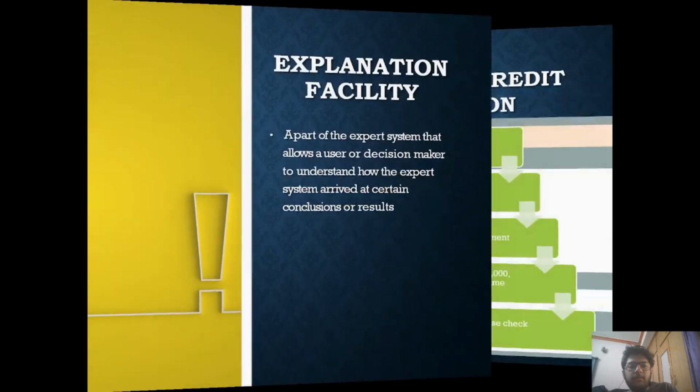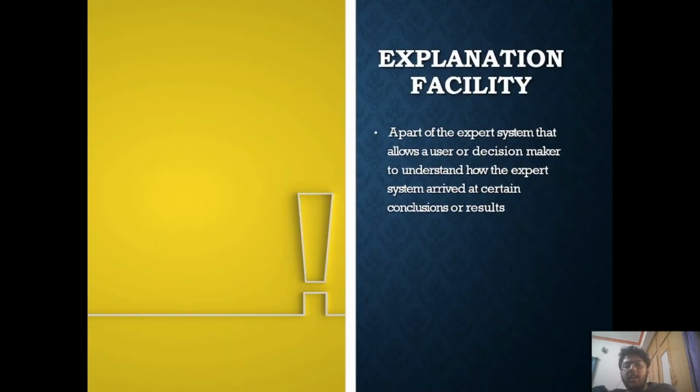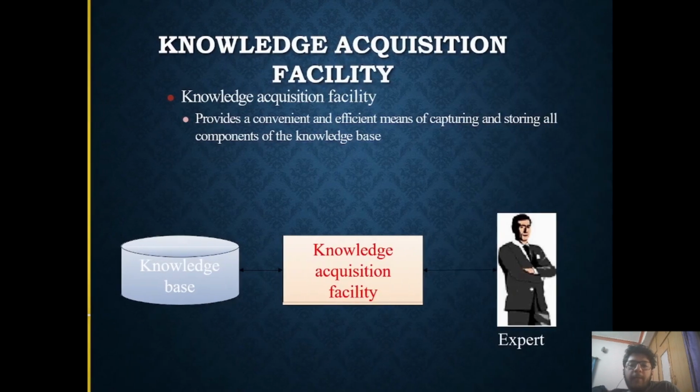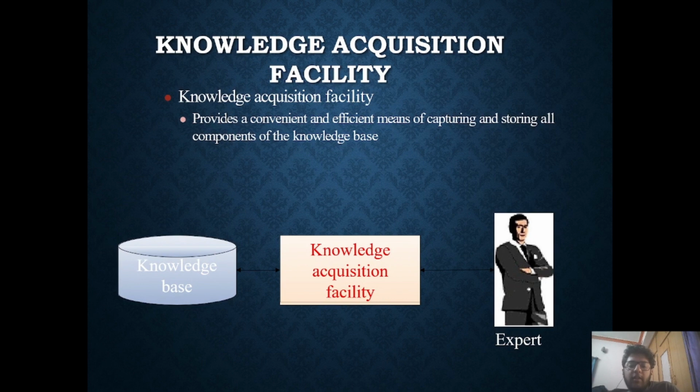So explanation facility is a part of expert system that allows a user or decision maker to understand how the expert system arrived at certain conclusions or results. That is, to explain rationally how the decision was made. And the knowledge acquisition facility provides a convenient and efficient means of capturing and storing all the components of the knowledge base.